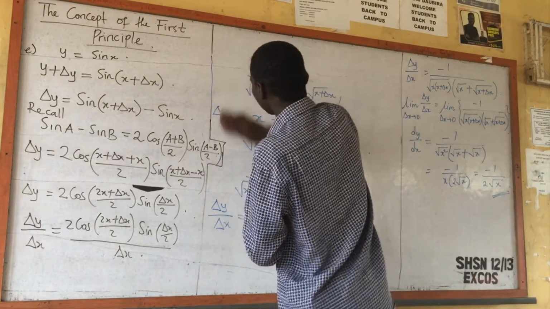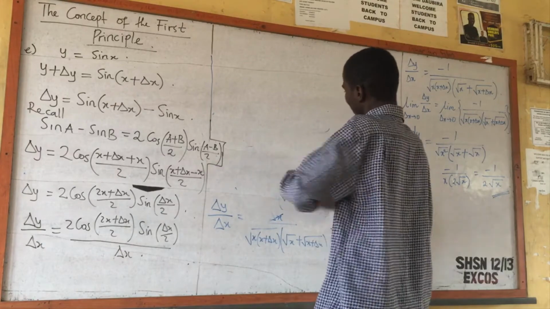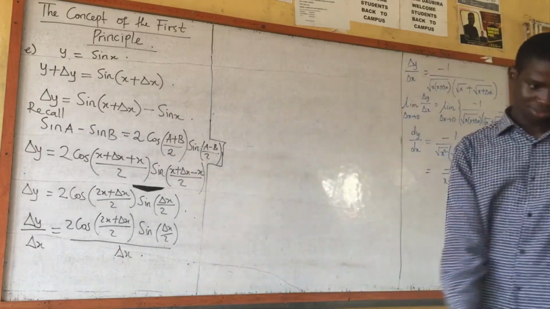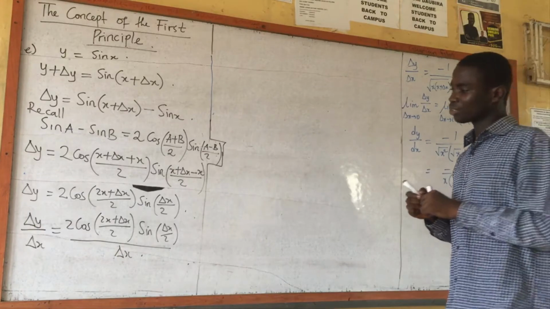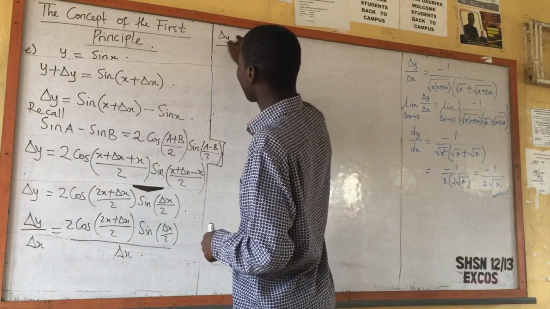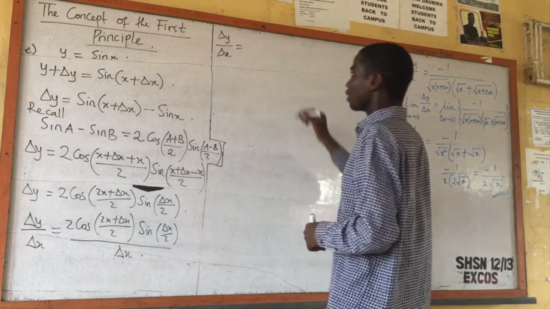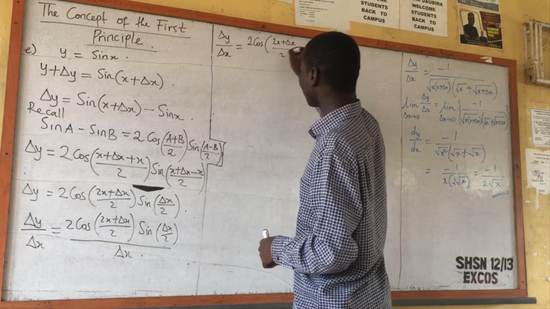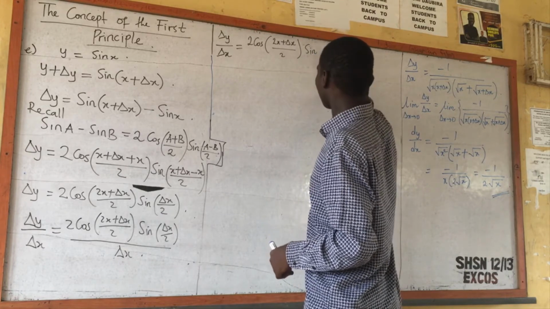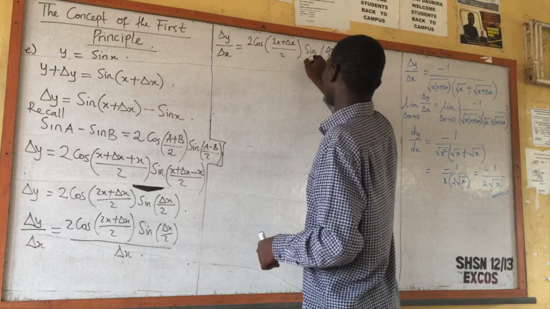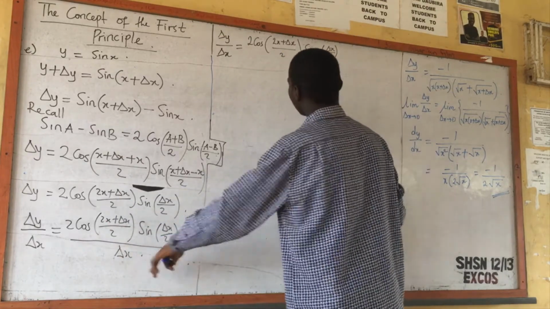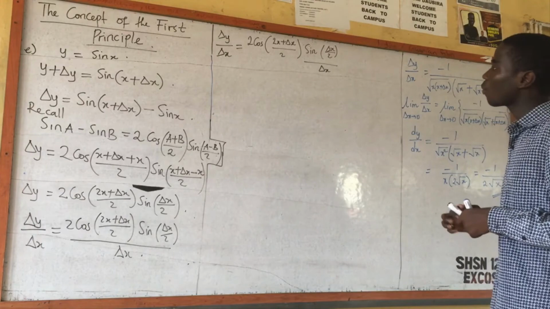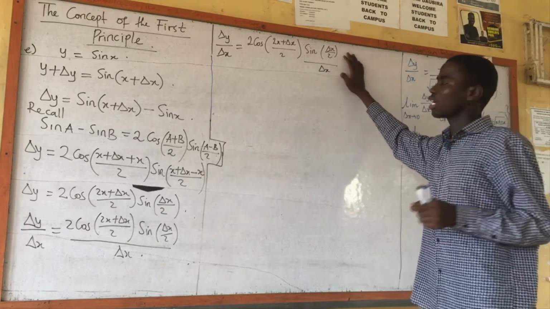So the next thing to do now is that delta y over delta s equals 2 cos of (2s plus delta s) over 2 times sine of delta s over 2. And now, instead of having everything over delta s, put that delta s only on the sine. The reason is very simple.